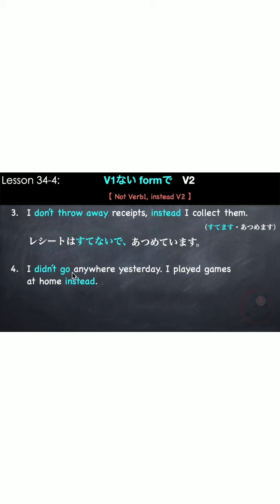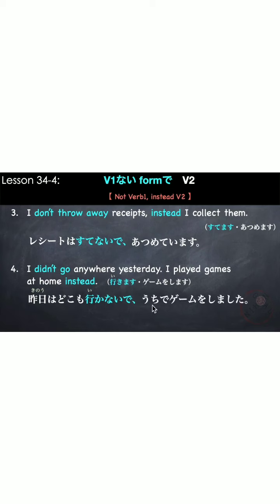And last example, I didn't go anywhere yesterday. I played games at home instead. Our verbs are go and play games, 行きます and ゲームをします。Our first verb is didn't go. 昨日, yesterday, どこも, anywhere. 昨日はどこも行かないで、うちでゲームをしました。I played games at home.